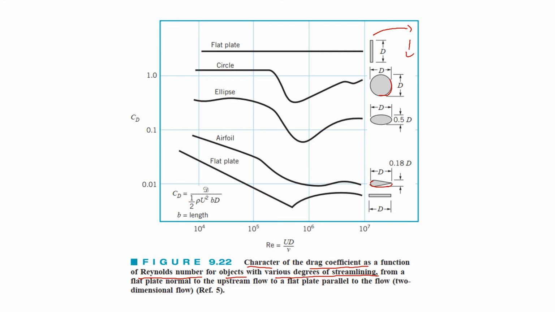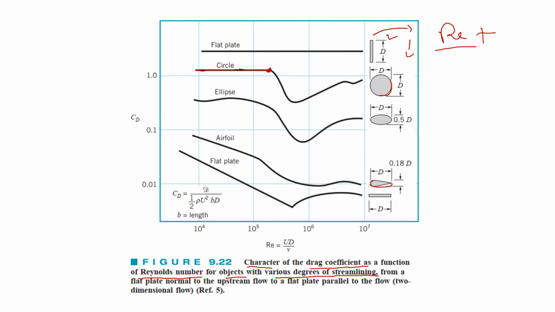So what will be the effect of Reynolds number? As you can see, for a flat plate the Reynolds number has no effect. For a very blunt body, the drag coefficient is actually independent of Reynolds number. In this case, the drag coefficient will remain the same. Then if we have a circle, the circle will have a constant drag coefficient up to a certain Reynolds number.